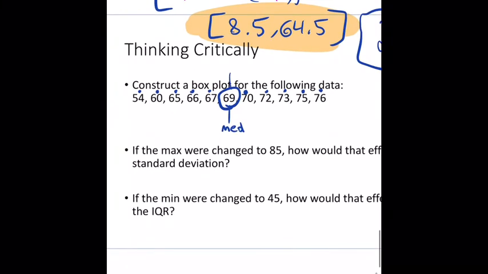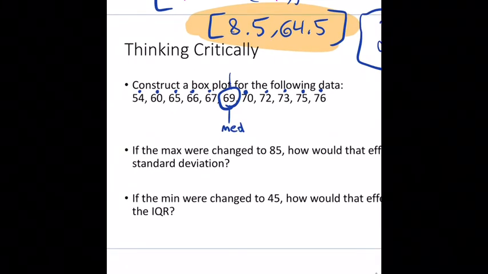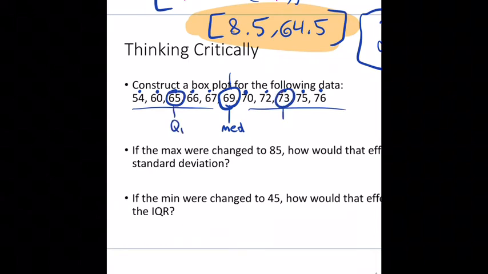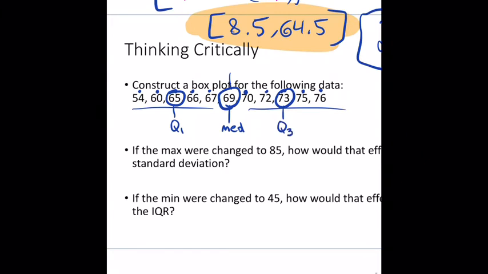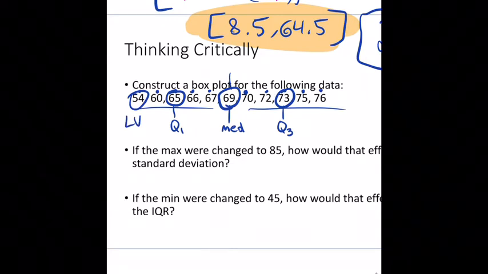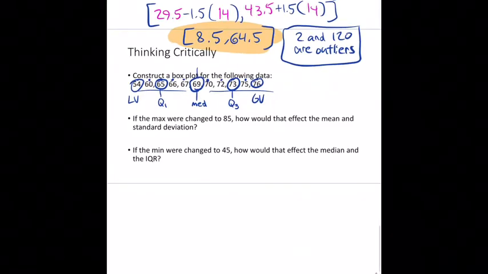Okay, now the median separates the data into two halves. Here's the first half, here's the second half. Now we're going to find the median of each half. So the middle number here is 65. We're going to call that Q1. The middle number over here is 73. We're going to call that Q3. Obviously the first number in the data set, the LV, is 54, and the last number, 76, is the GV. And that's our 5-number summary.